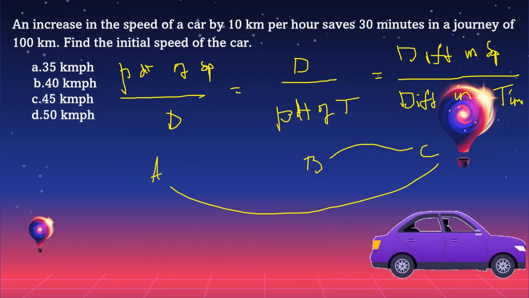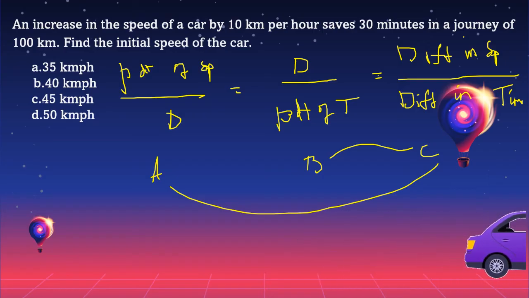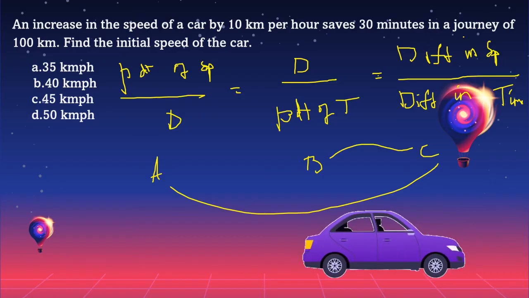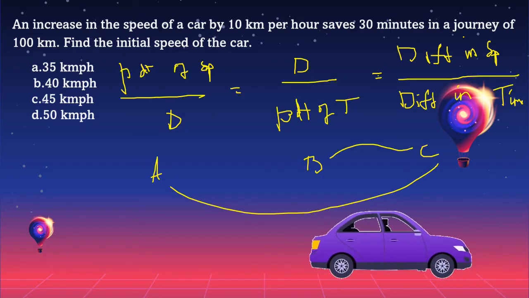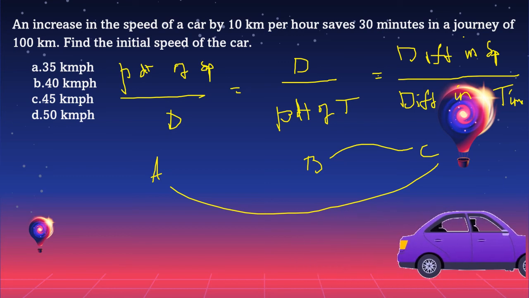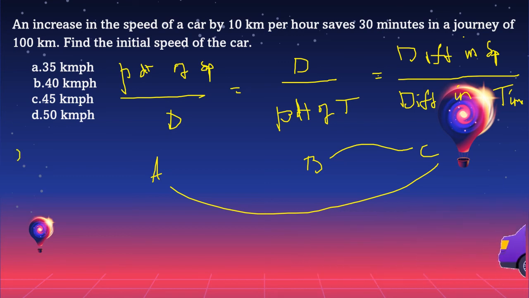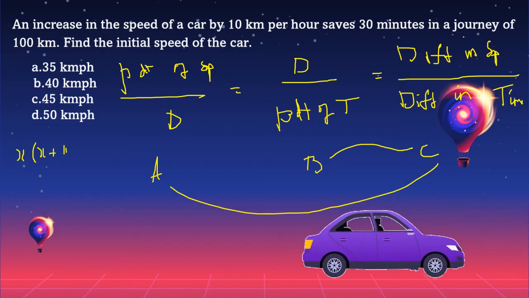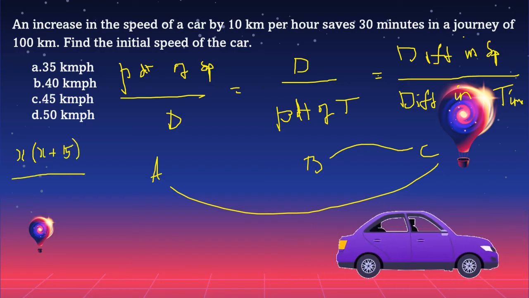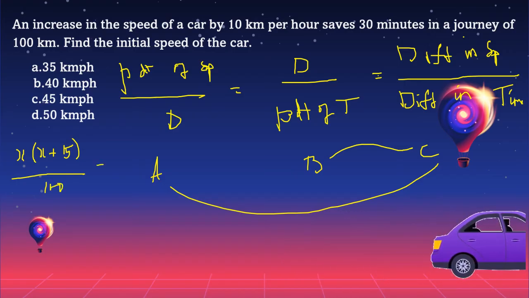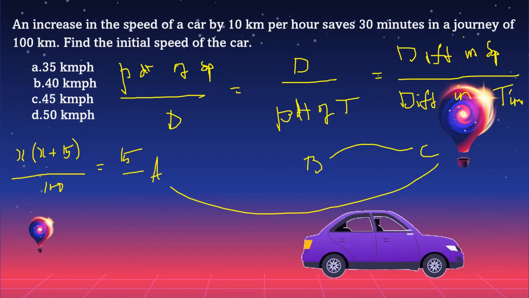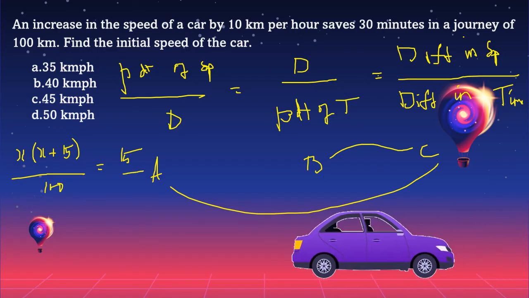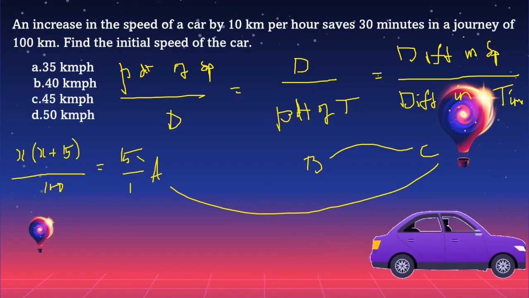From this question, the speed of the car is increased by 10, you save a time of 30 minutes, and you have to find the initial speed. Since I'm supposed to find the initial speed, I compare A and C. I take the initial speed as x and the new speed as x plus 15, so x into x plus 15, divided by the distance. The distance is given as 100 kilometers, and this equals the difference in speed divided by the difference in time. The difference in time is 30 minutes, so 30 by 60, or 1 by 2.